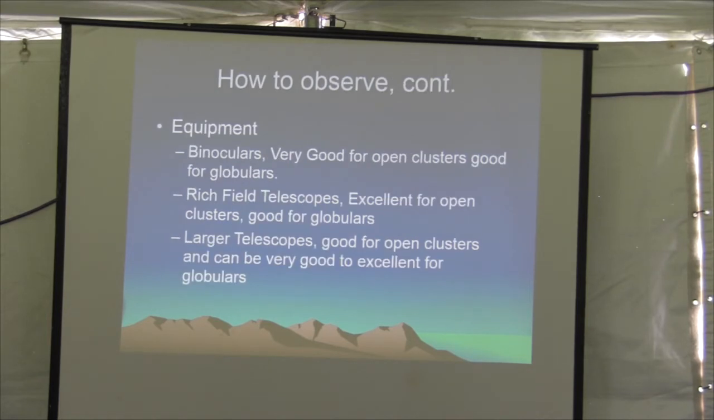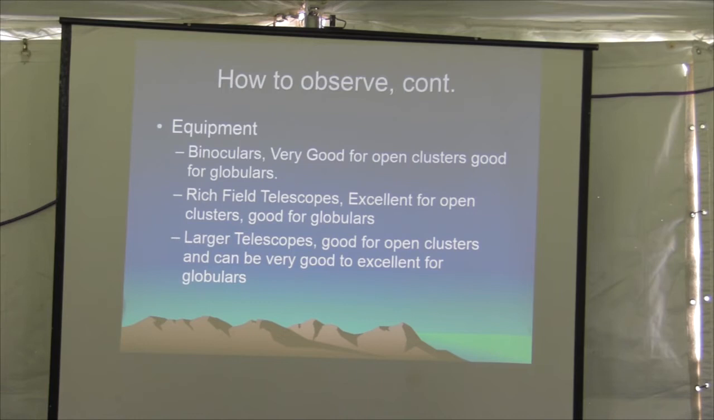So, how to observe, continued: equipment. As I mentioned, binoculars are awesome for open clusters. They are good for globulars, but they're not drawing in as much light as you really need to enjoy globular clusters. With a 10-inch telescope, you start seeing some really great stuff. You get into 12-inch and it's awesome. You get into one of these gigantic monsters that are out here, 24, 25 inches, and it's an absolute explosion of stars that you're looking at. So binoculars are a great way also to learn about the night sky. It's a great introduction to the hobby.